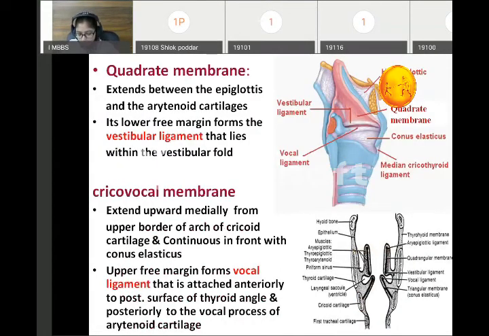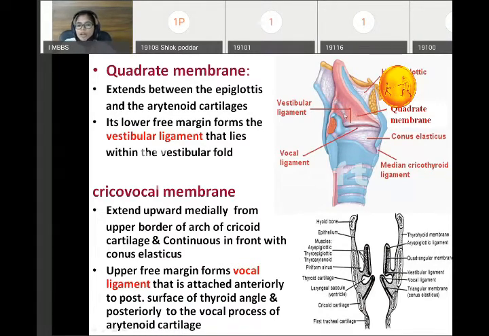Quadrate membrane. The quadrate membrane extends between the epiglottis, this bluish colored cartilage you can see here, and the arytenoid cartilage. This is a sagittal section of the larynx. Here you can see the epiglottis and this is the arytenoid cartilage. Between these two, you can see one membrane. This is the quadrate membrane.